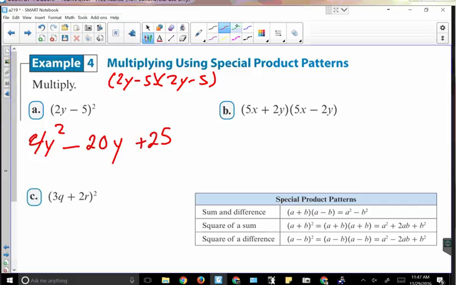Now, this one over here, I've got 5x plus 2y times 5x minus 2y. Difference of squares. This one's even quicker yet. All we have to do is square the first term, square the second term, put a minus sign in between. So for this one, this is going to be 25x squared minus 4y squared. That's it.